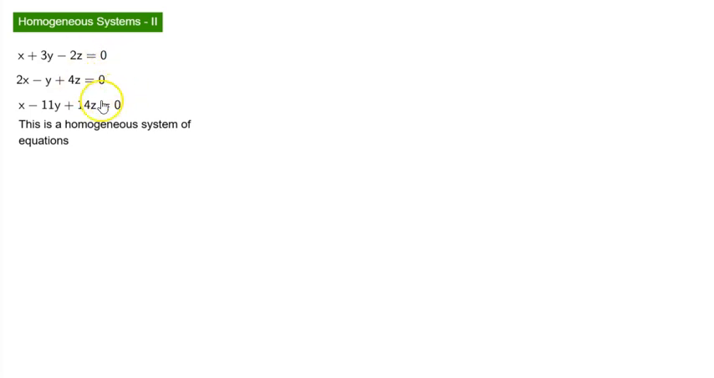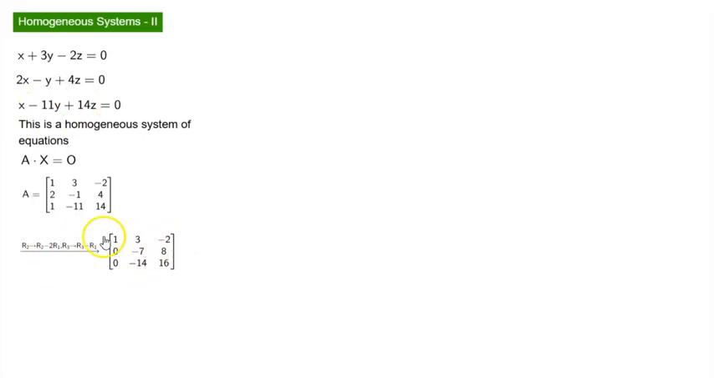zeros as the constants. So our equation will be AX equal to 0, where A is equal to [1, 3, minus 2; 2, minus 1, 4; 1, minus 11, 14]. Now let's do row operations, and the objective is to bring it to the reduced row echelon form. So we have the reduced row echelon form.